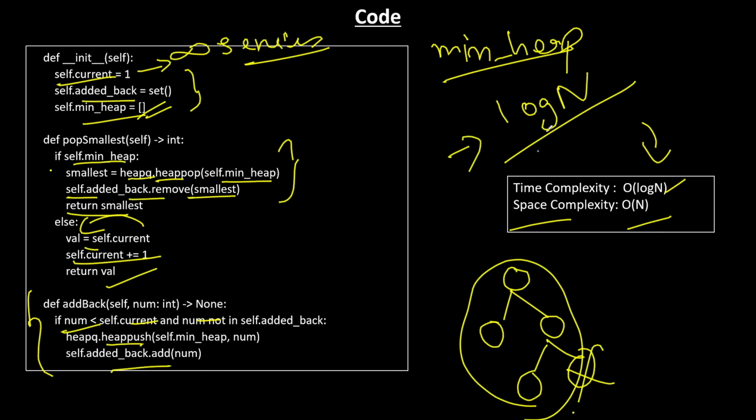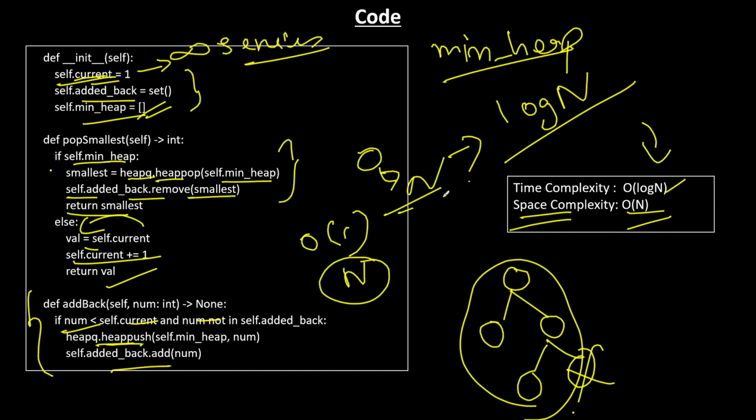Okay, and O of one time complexity is taken for this current variable, which is basically negligible. Then comes the space complexity of O of n. Why is it O of n? Because the number of elements which are added back into the heap might be equal to the n size, right? In the best case scenario, it can be zero, and in the worst case, it can be n also. Therefore, the worst case time complexity and space complexity are log n and n respectively. So I hope you understood the code explanation. Now let's move to the next slide.